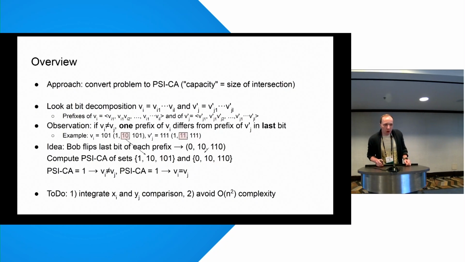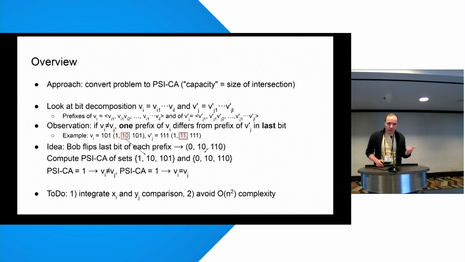And we do that between both parties. Then there's an interesting observation: we know that there's going to be a mismatch between these two values if there's at least one prefix that differs. And if Bob now flips the last bit of every prefix in their set, then we would just have to compute a private set intersection cardinality on the two prefix sets in order to determine whether or not we have a match.